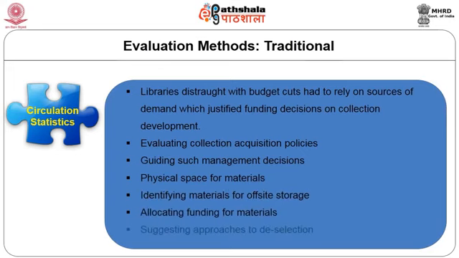Libraries which were distraught with budget restraints had to rely heavily on the sources of demand to justify funding decisions on collection development. The results of circulation analysis were applied to a number of important issues, including the collection acquisition policies, guiding management decisions in allocating physical space for materials, identifying materials for offsite storage, and allocating funding for materials. This also includes acquiring multiple copies where such items are in demand.